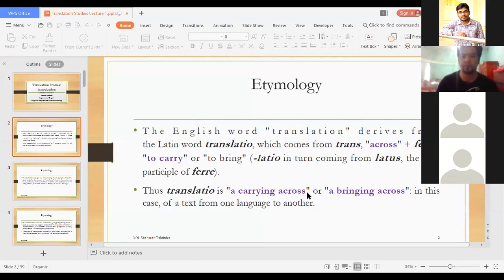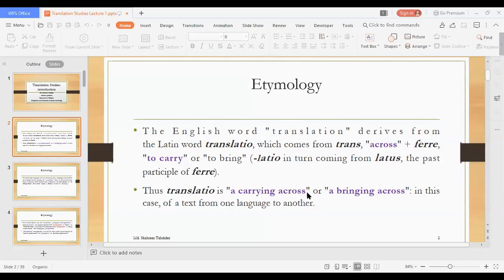So a carrying across means from where to where? As Fahim already mentioned, it means carrying from one language to another language, that is, from the source language to the target language. So if my source language is Bengali and my target language is English, then I will translate a particular text from any genre from Bangla to English.